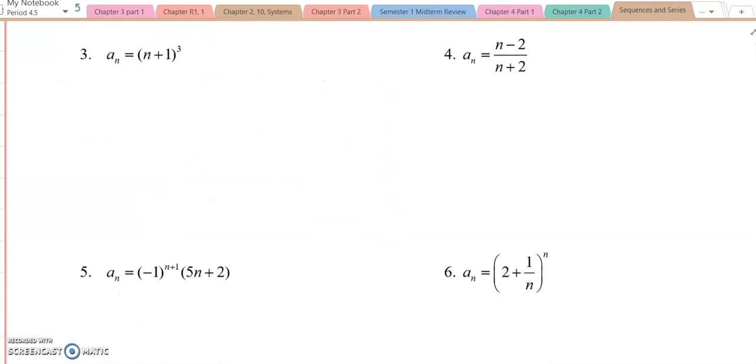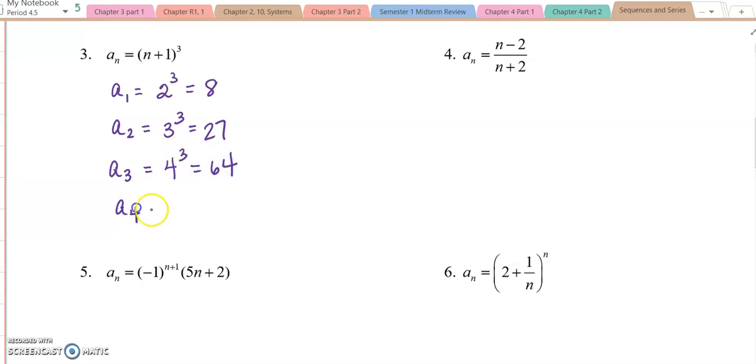Number 3, start with 1 again. So a sub 1 is equal to 2 cubed, which is 8. A sub 2, listen to how I say that, is equal to 3 cubed is 27. A sub 3 is 4 cubed is 64. A sub 4 is 5 cubed is 125. And so you have written the first 4 terms here. Sometimes people like to separate them with a comma.